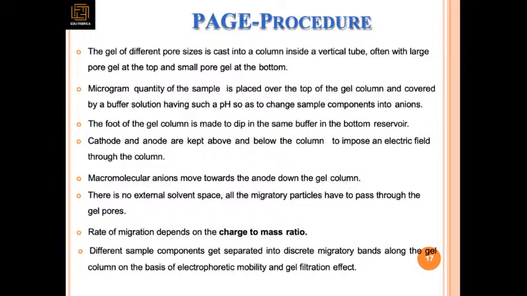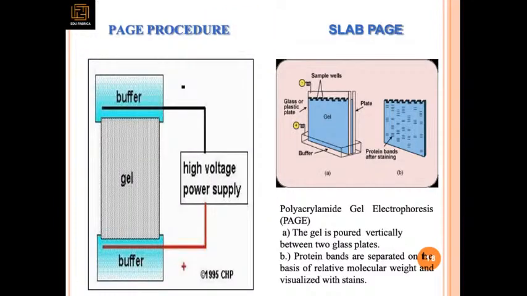So we cast the gel and we add our samples, we maintain the pH, and the electric field is applied so that no external solvents are added, and the rate of migration depends upon the charge to mass ratio. At the end, on the basis of electrophoretic mobility and gel filtration effect, we get our sample. So this is the PAGE procedure.